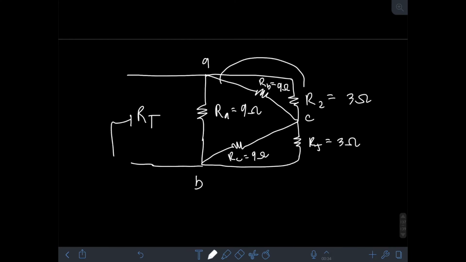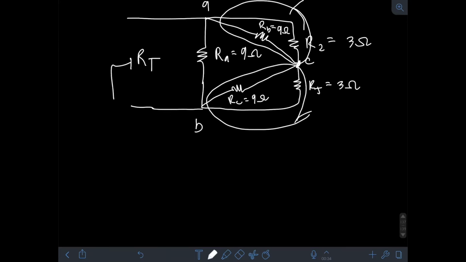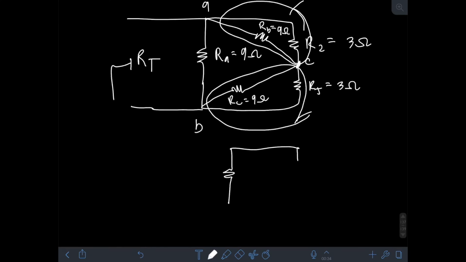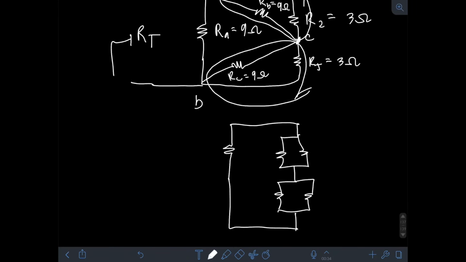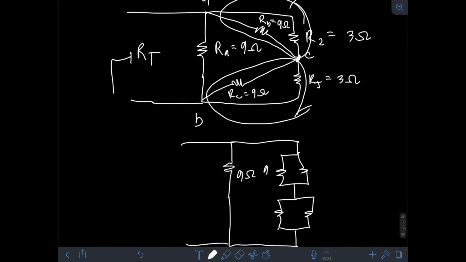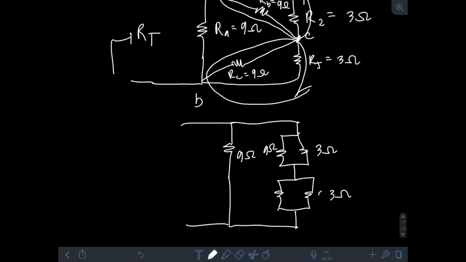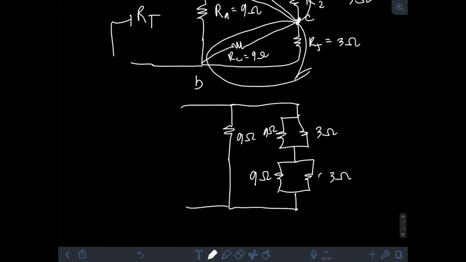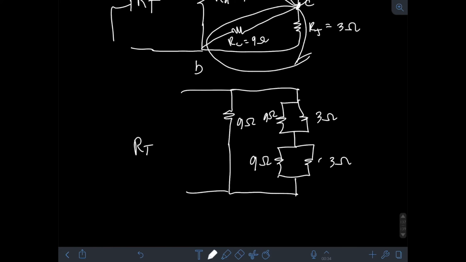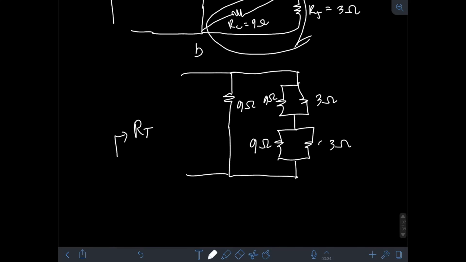So this is parallel, and these two pairs of parallel resistors are in series. So if we redraw that, it will be like this, right? So this is 9 ohm, this is RB, 9 ohms, right? This is R2, 3 ohms, this is R5, 3 ohms, and this is RC, 9 ohms. Okay? So that we can find the total resistance RT as what?